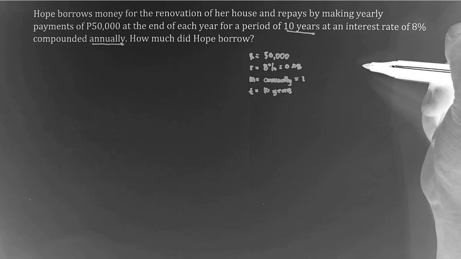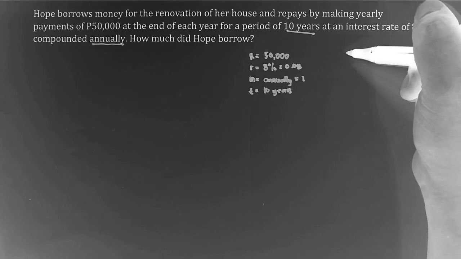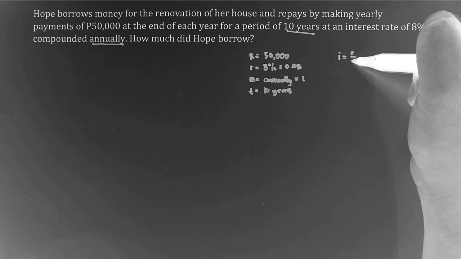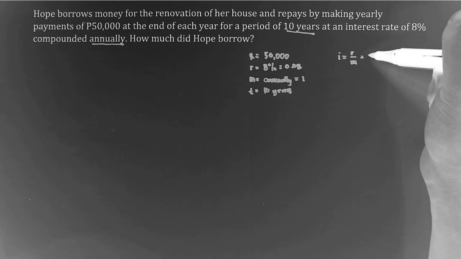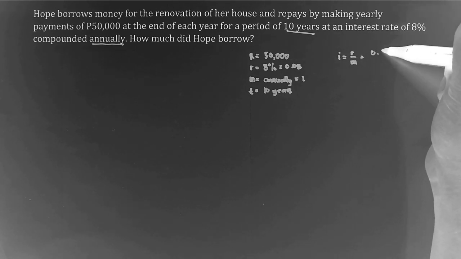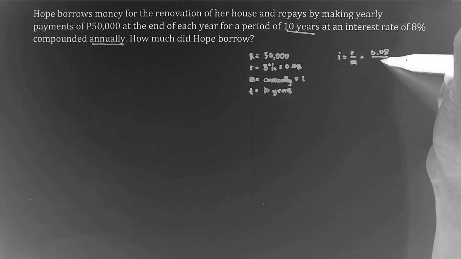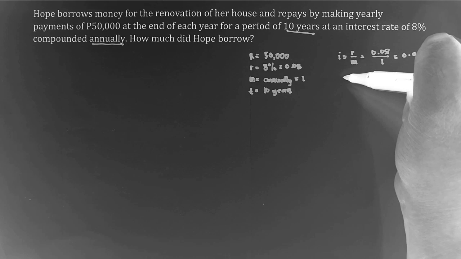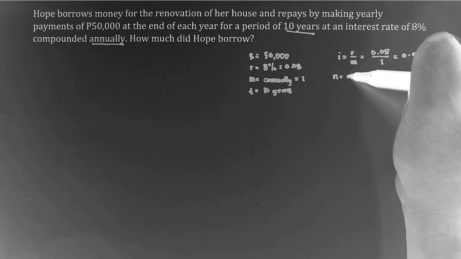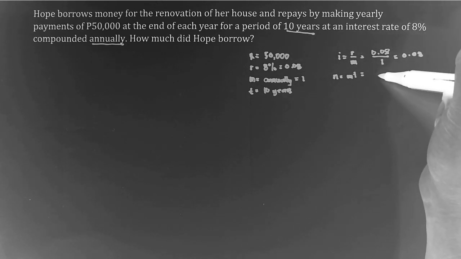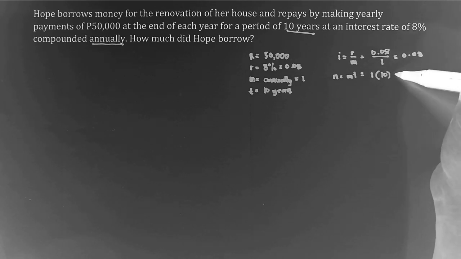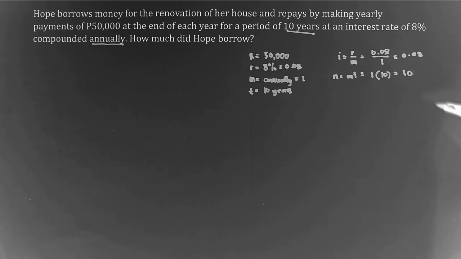So after natin ma-identify yung mga values na yan, we will now proceed with the computation of I, which is given by the formula I is equal to R over M, where yung R natin is 0.08 at yung M natin ay 1. So 0.08 divided by 1 gives us 0.08. And then yung formula natin for the computation of N is M times T. Yung M natin is 1 and T is 10 years. So 1 times 10 is equal to 10.